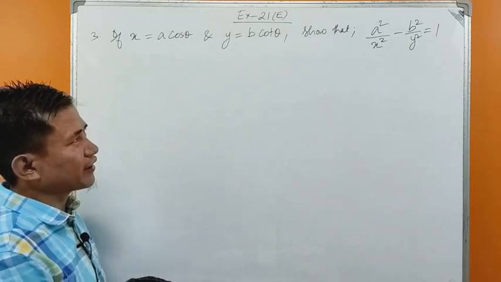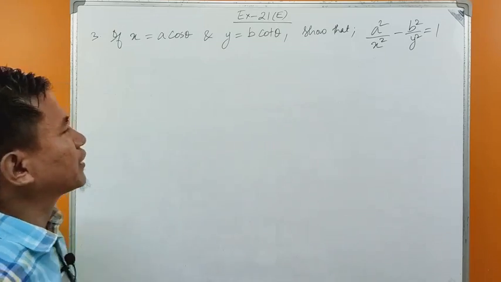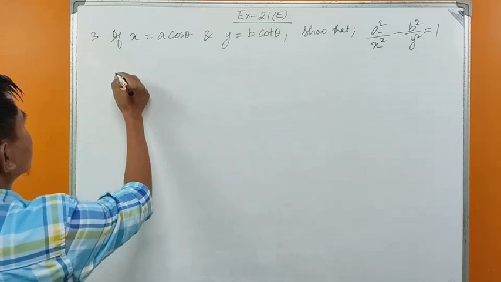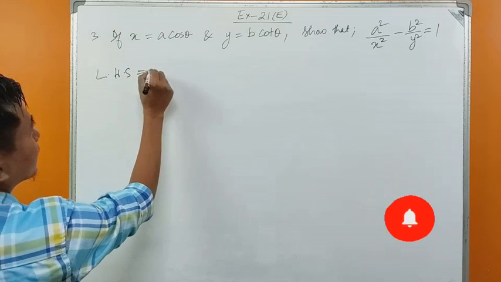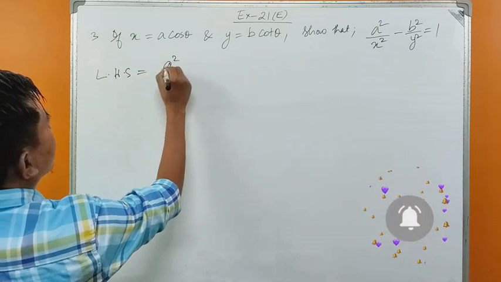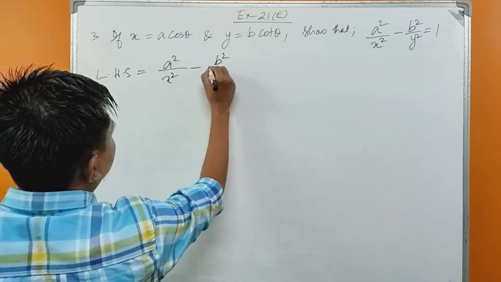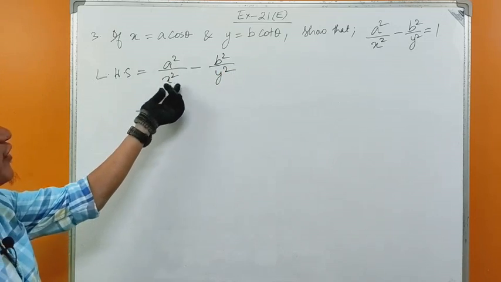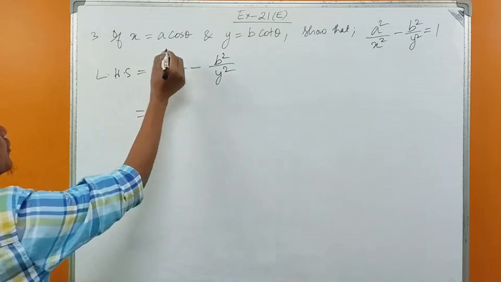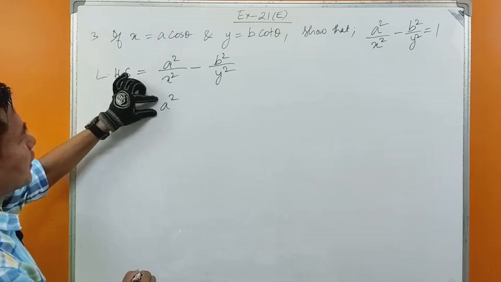So let's copy the left hand side of that equation. A square upon X square minus B square upon Y square. LHS equals, LHS means left hand side, isn't it? A square upon X square minus B square upon Y square. Now let us put the value of X and Y. So A square we copy as it is. A square is in the numerator, we copy as it is.